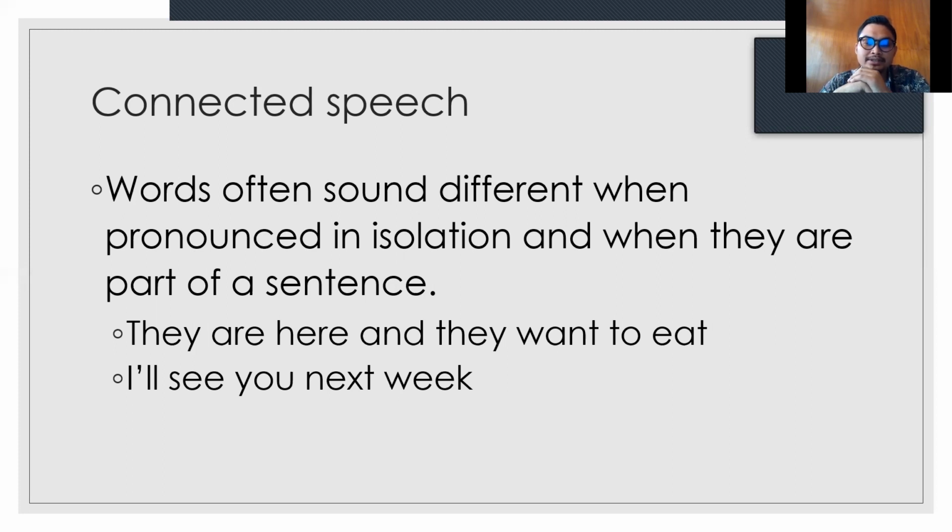They want to eat. Not "they want to eat" word by word, but smoothly, "they want to eat."